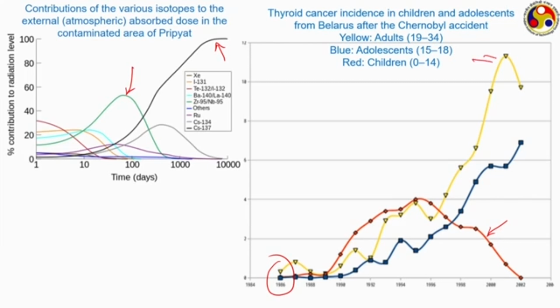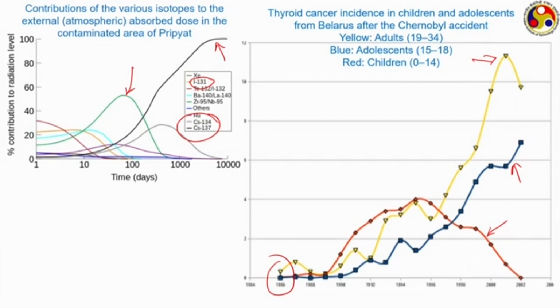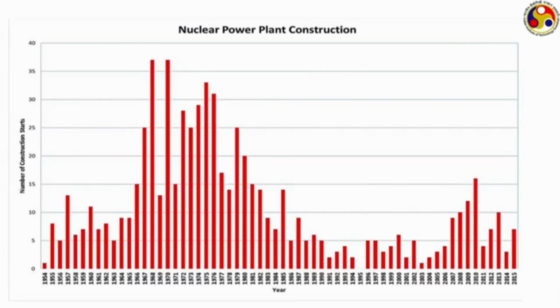The yellow line for the adults keeps on increasing quite sharply, the same in the adolescent period as well. And certain isotopes like iodine-131 and the cesium isotopes are strong contributors towards thyroid cancer, and therefore they are still very much active in Chernobyl and the surrounding areas, leading to the appearance of these thyroid cancers.